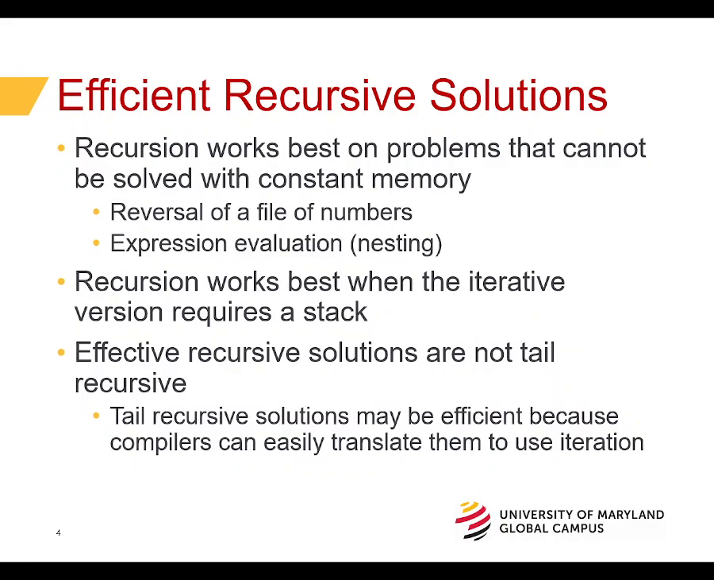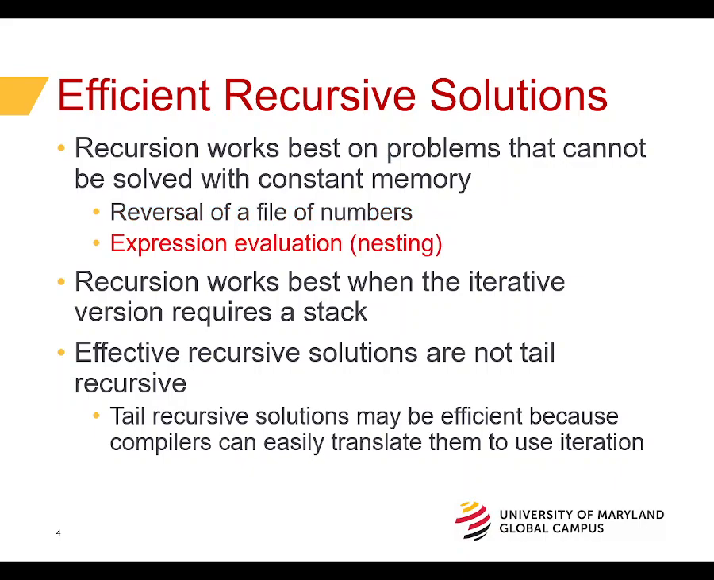Next, let's consider the characteristics of problems that make them ideal for a recursive solution. As we mentioned earlier in the discussion of how stacks and recursion are related, recursion works best on problems that cannot be solved with constant memory. As an example, consider the problem of reversing the numbers contained in an input file. To reverse such a list of numbers, they first need to be read into memory. No matter how large a fixed size array was allocated, there will always be an input file with more elements.